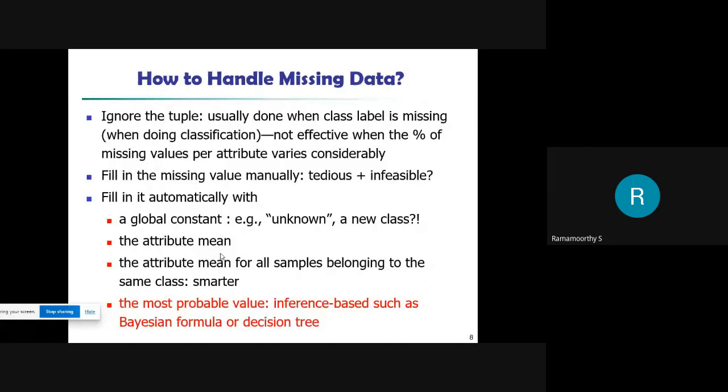Then the most probable value, sometimes you feel like this is the most probable value. Based on inference, something like a Bayesian formula or the decision tree, these are some of the data mining algorithms we are going to discuss in the upcoming slides. Based on that, you can fill the missing value, right?